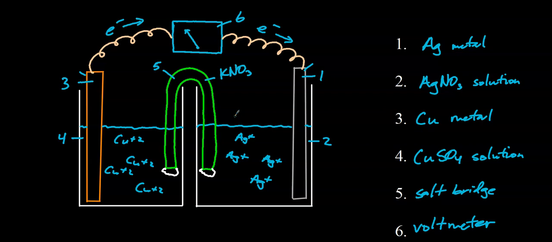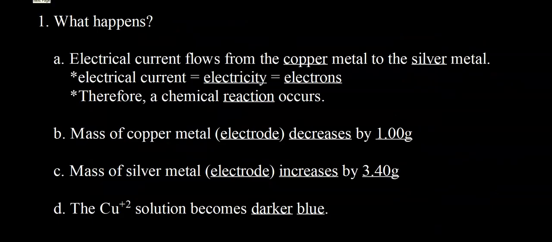So we have a transfer of electrons occurring, so something is losing electrons clearly, and something else is gaining electrons. So that tells us that a chemical reaction is occurring. Not just any chemical reaction, but a redox reaction. Something is being oxidized, and something else is being reduced. Now, here are some observations of what happens.